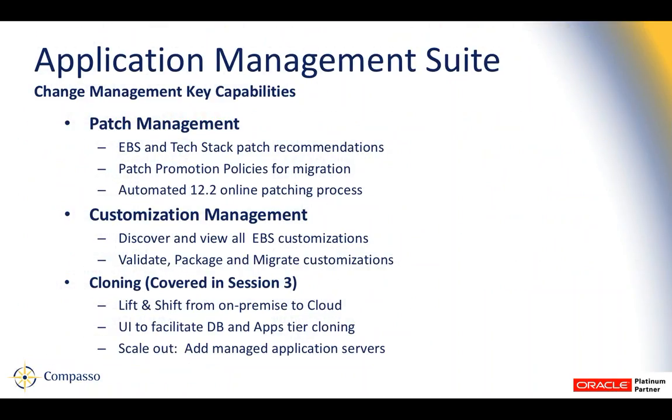Okay, so let's talk a little bit about how the AMS supports all these capabilities. There are three key change management capability areas that we're going to talk about on this session, and one will be covered as part of the cloud migration, just because it makes more sense there, and I'll explain that in just a second. Patch management: the ability to identify and apply patches, and have a nice standardized process for deploying those patches.